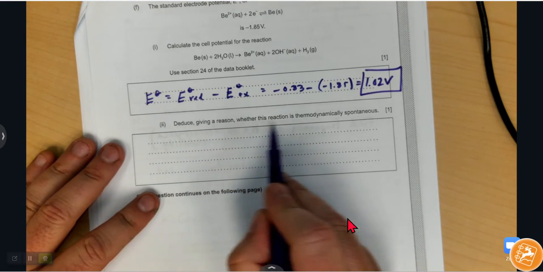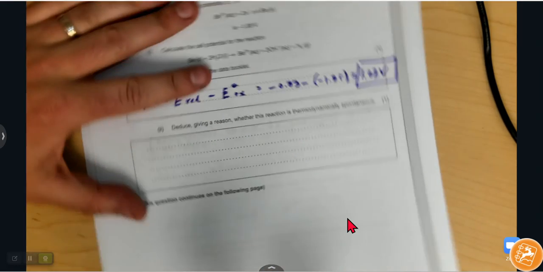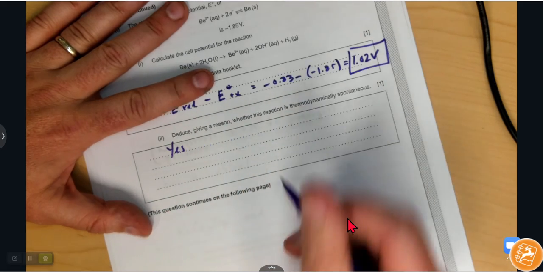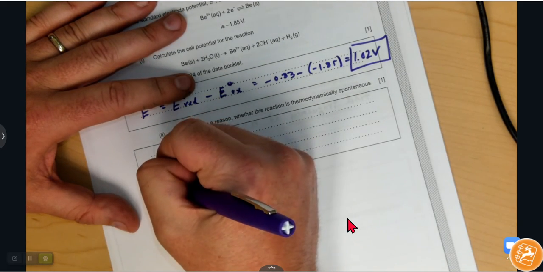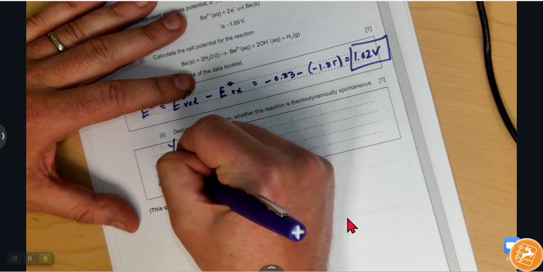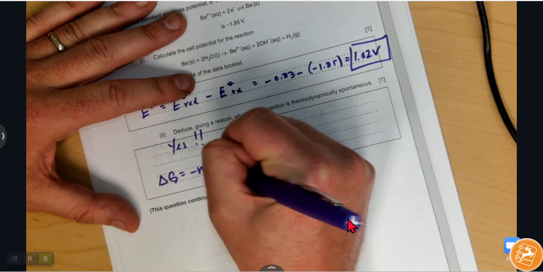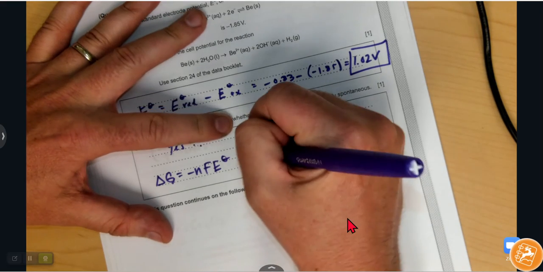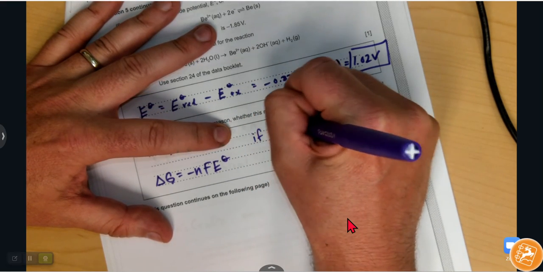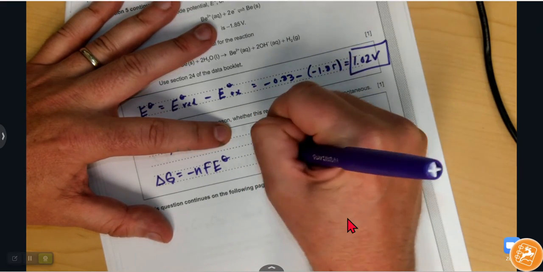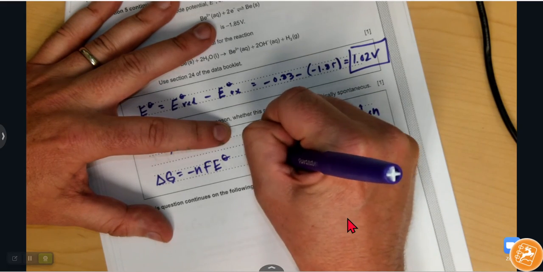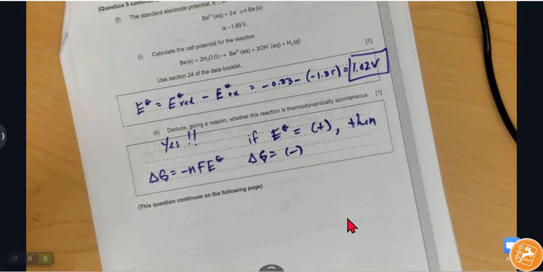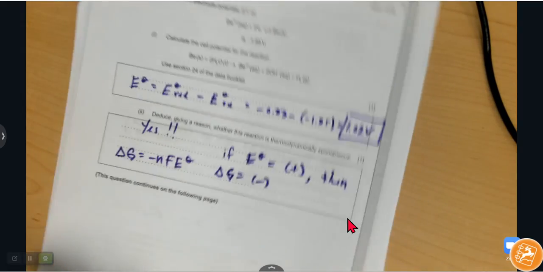And then it says deduce, giving a reason, whether this reaction is spontaneous. Yes, it's spontaneous. And the reason, well, we could look at this equation, delta G equals minus nFE. If E theta is positive, then delta G is negative. And if delta G is negative, you're spontaneous.